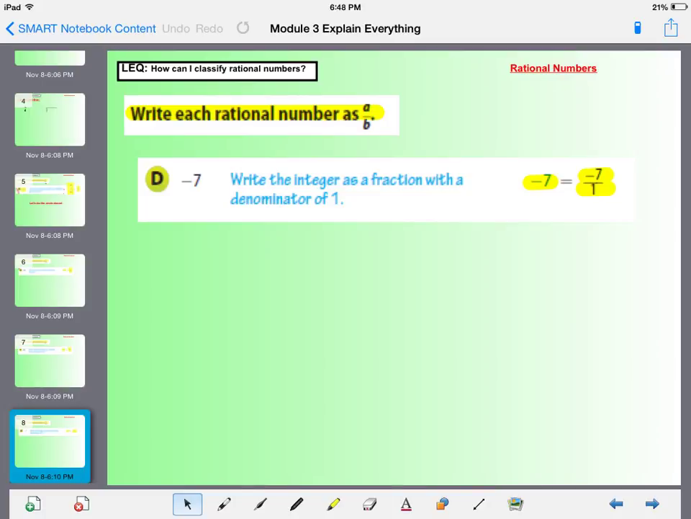Similarly, if we have a negative integer of -7 and we wanted to write that as a rational number, we would do that by simply representing -7 divided by 1, with -7 as the numerator and 1 as the denominator.